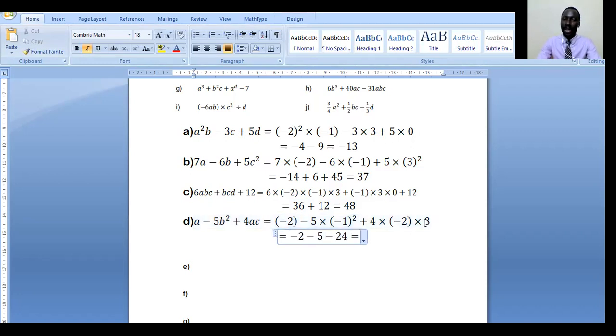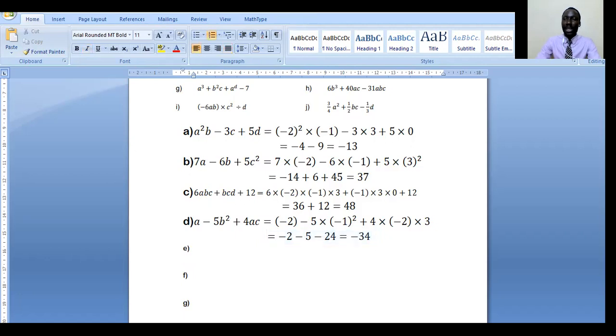So can we simplify this? Yes, this then simplifies to what? Notice that 2 minus 5 is negative 7. Negative 7 minus 24 is what? Is negative 31. That's the value for the expression. Then now, the next thing is to move to what? Is to move to E.